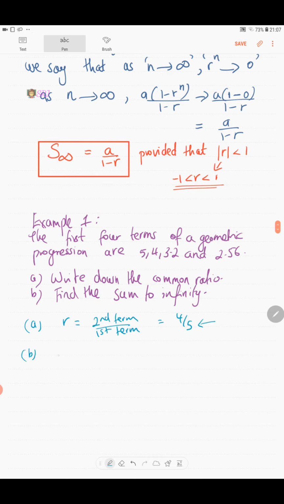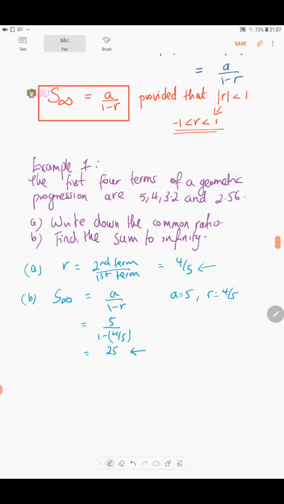Now, sum to infinity, the formula is a over 1 minus r. And here a is 5. The first term of the geometric progression is 5, and r is equal to 4 over 5. So it's 5 over 1 minus 4 over 5, which is 25. Very easy. Sum to infinity, a over 1 minus r. We just have to know the first term and the common ratio of the progression.